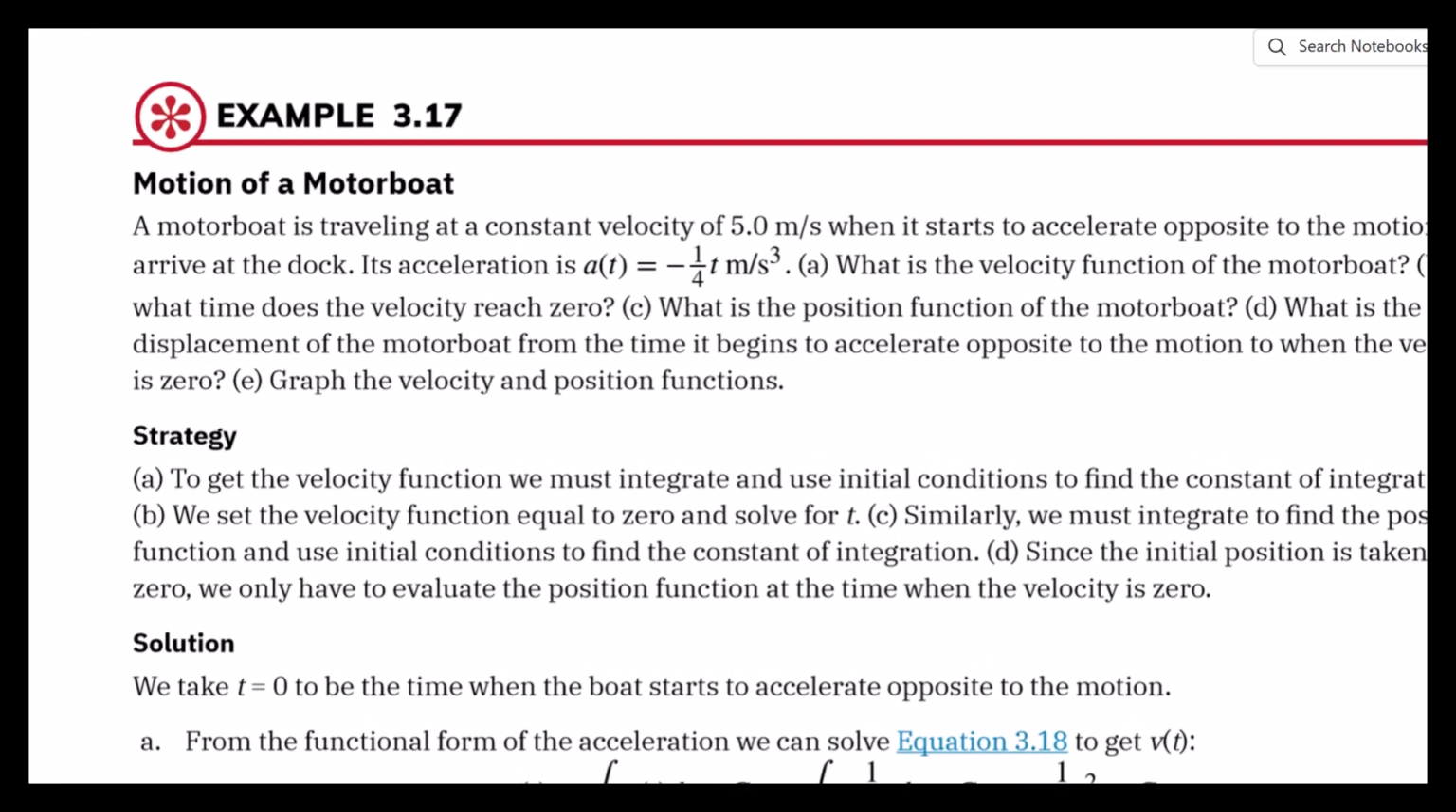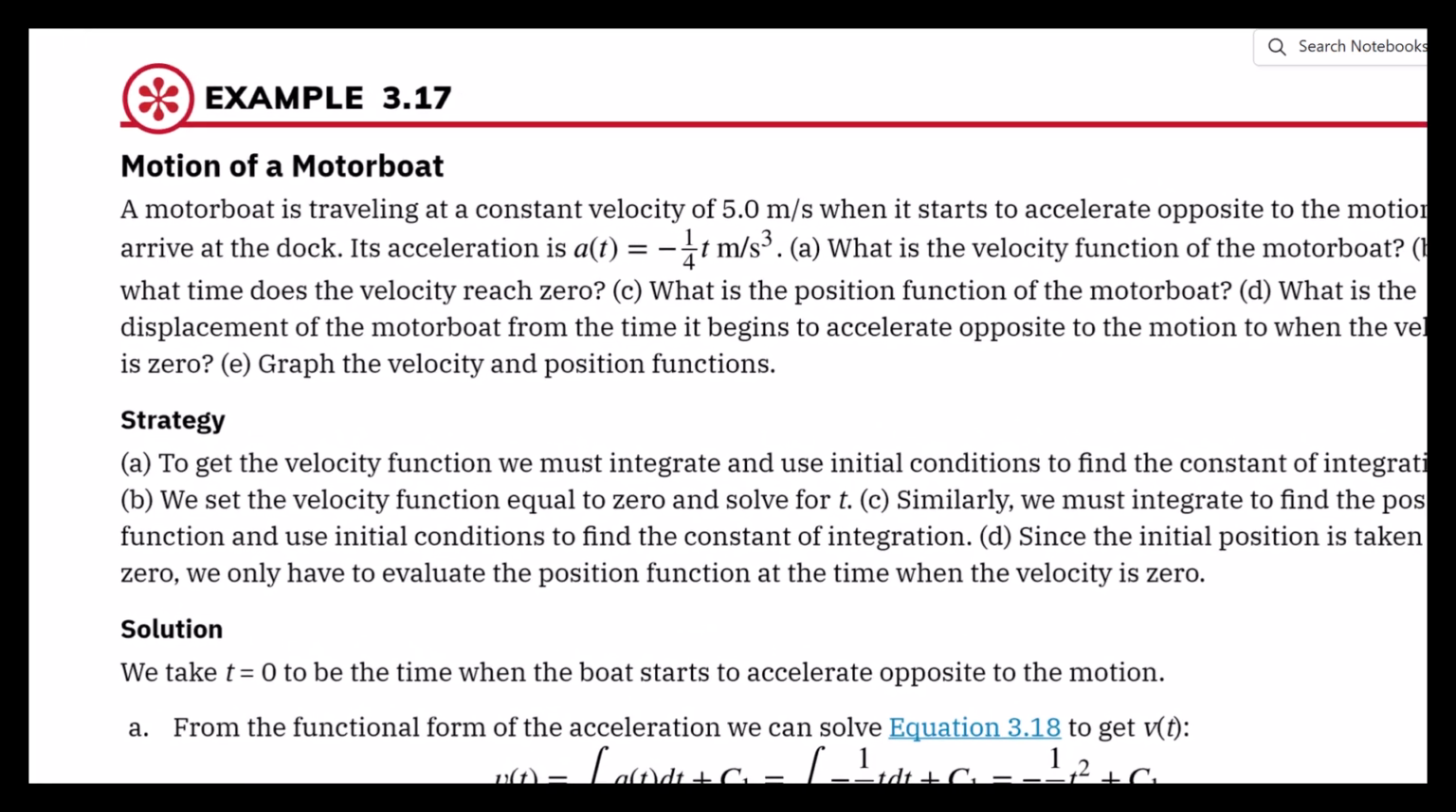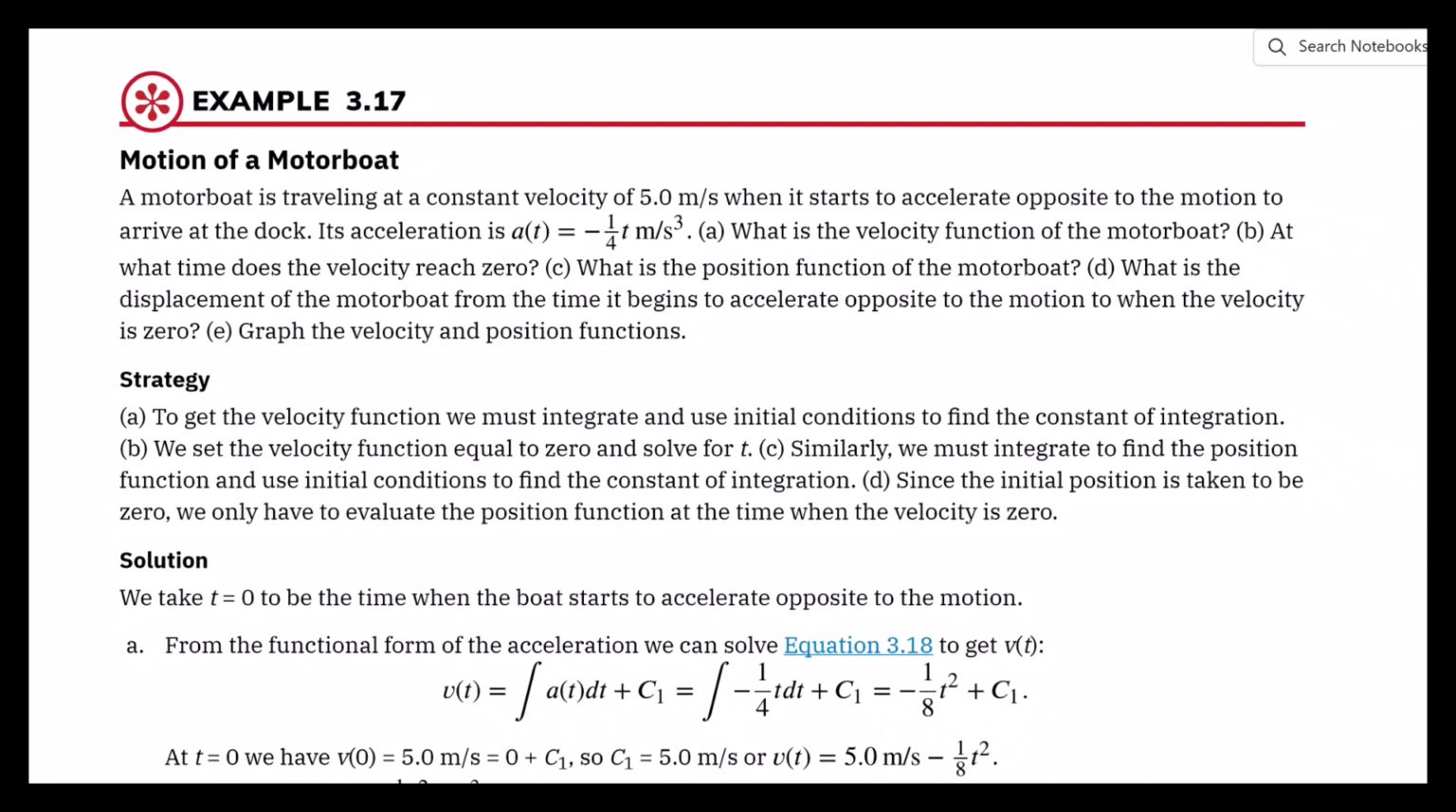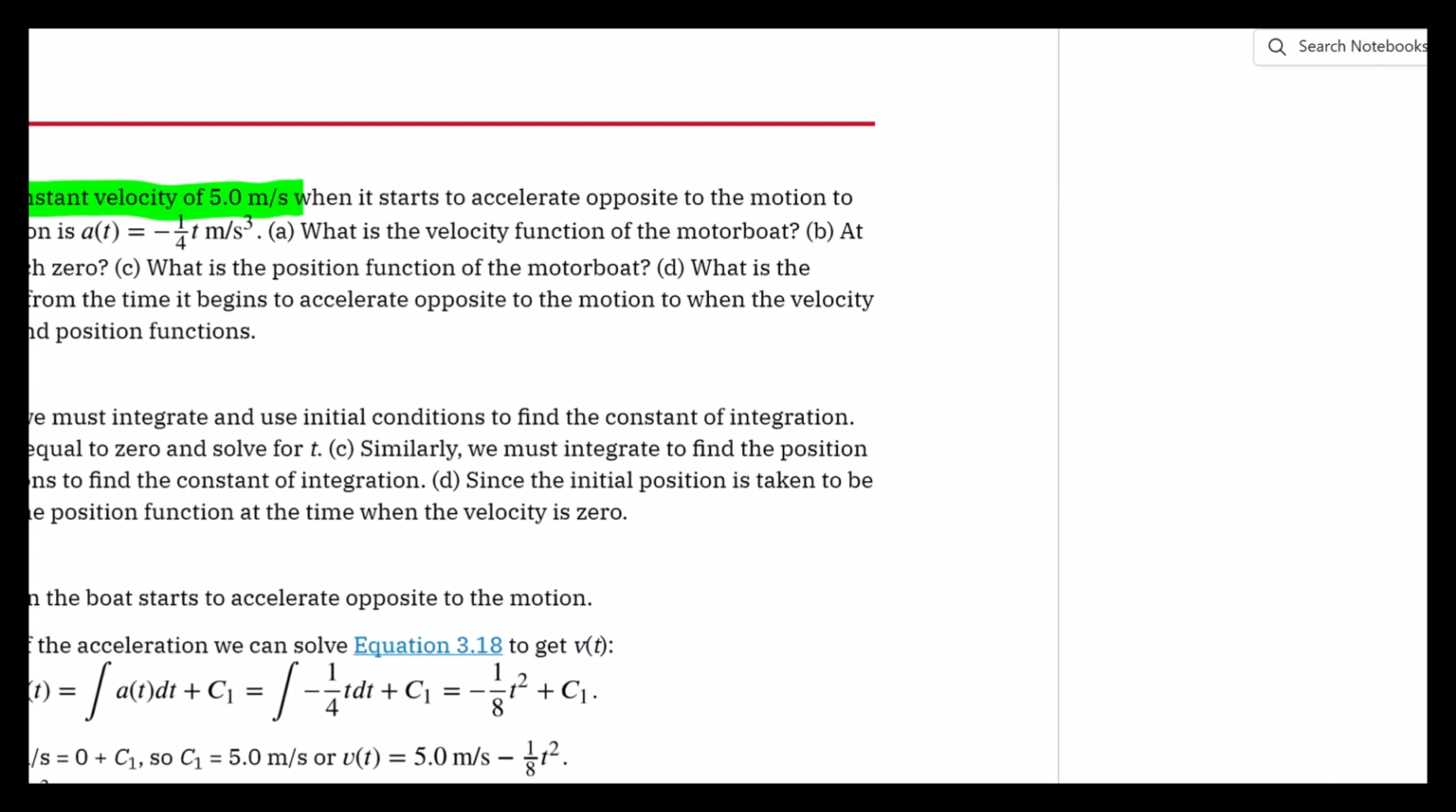So in this example here, we have a motorboat with a certain acceleration, and it is starting at a constant velocity of 5 meters per second, and then it starts to accelerate. Okay, what is the velocity function of the motorboat? Okay, so we're going to look at a lot of problems where acceleration is constant.